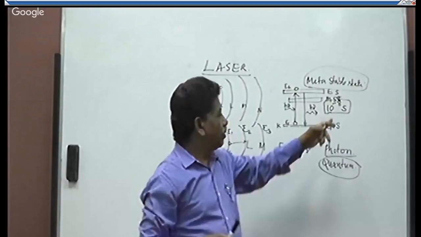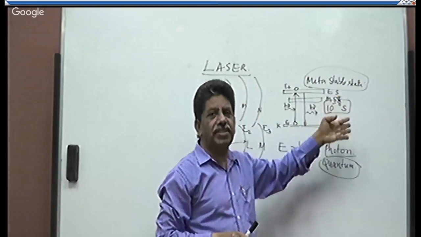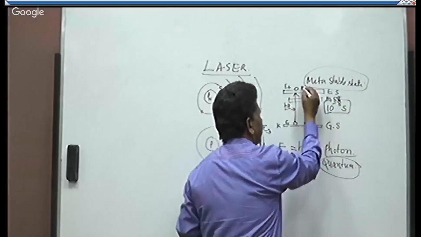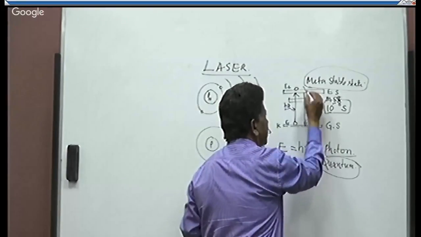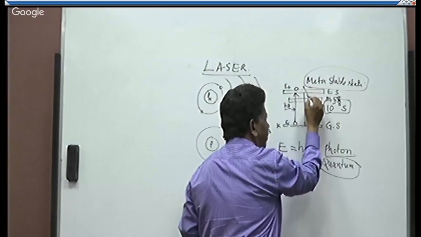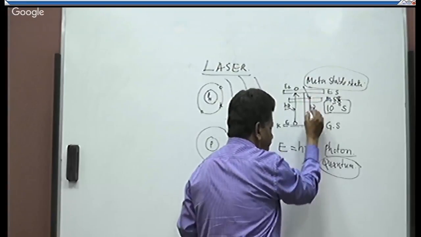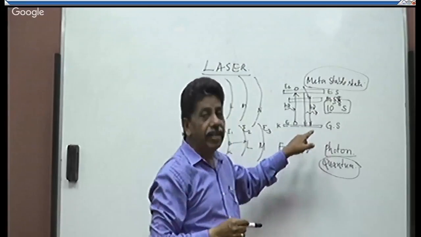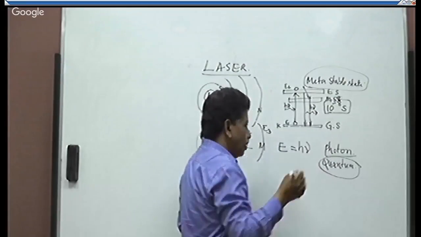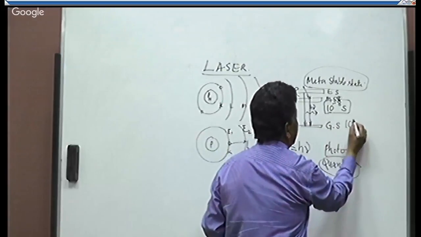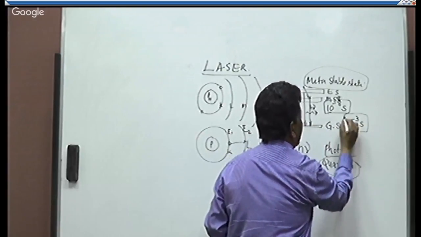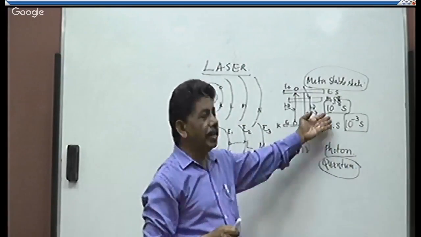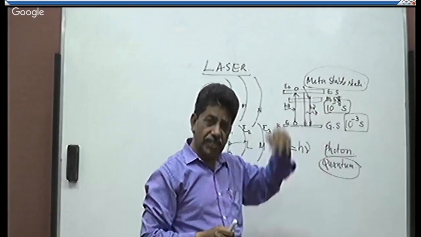In order to delay the process, because here the time taken is 10 to the power minus 8 seconds. In the first stage, the electron is taken from the excited state to the metastable state. Then the electron is made to transit from the metastable state to the ground state, and the time taken is of the order of 10 to the power minus 3. It is a considerably larger time interval. We say it is of the order of milliseconds, whereas here it is not even microseconds. It is still smaller than that.